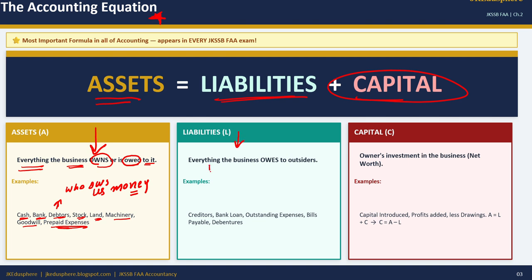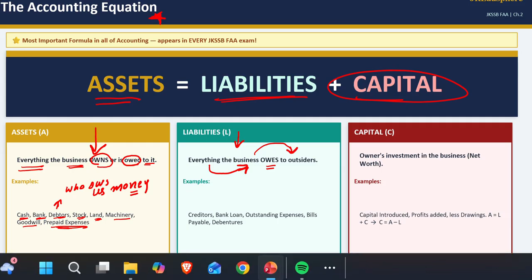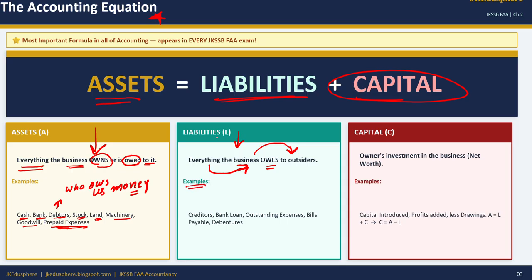Then comes liability. What is liability? Everything a business owes to outsiders. Whatever we owe to outsiders is a liability. For example, creditors. You have to remember, whoever we owe money to is a creditor. This gets very confusing sometimes, so we have to remember this. Whoever we owe money to is a creditor. Then a bank loan is a liability. Outstanding expenses are a liability.